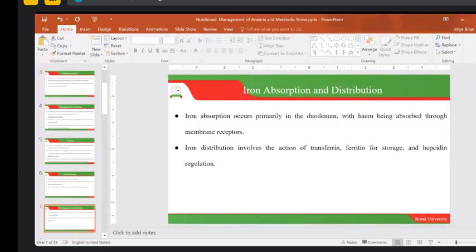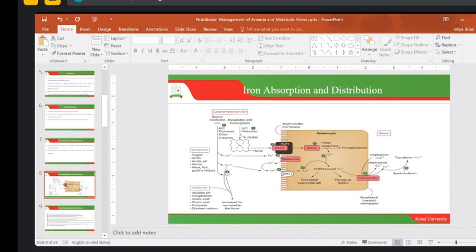For iron absorption and distribution, it is a little complex, as you will see a lot of things. We'll just be skipping them to talk about a few of those that we really need to know. Iron absorption occurs primarily in the duodenum, with iron being absorbed through membrane receptors. And the iron distribution involves the action of transferrin, ferritin for storage, and hepcidin for regulation. So this is the iron absorption and distribution picture. We will be referring to it as we go back and forth.